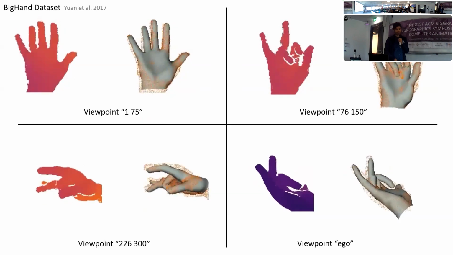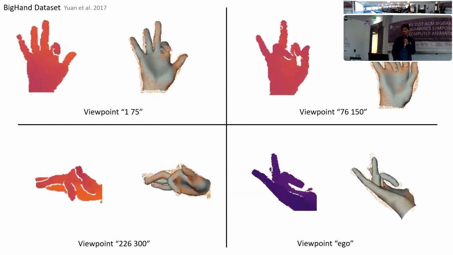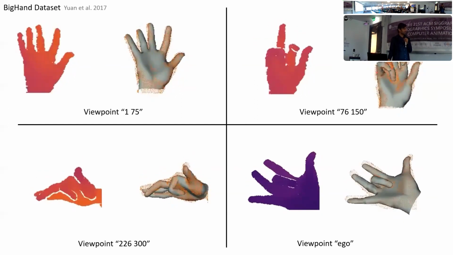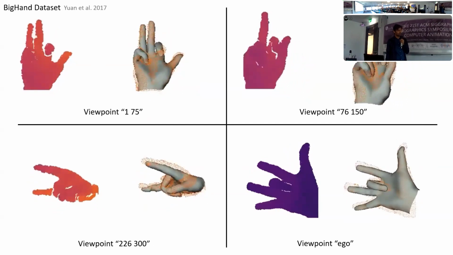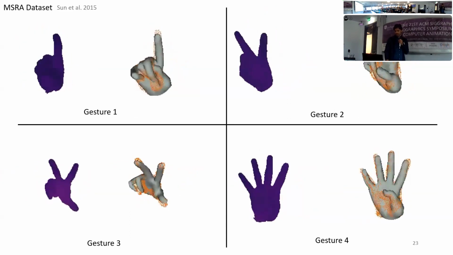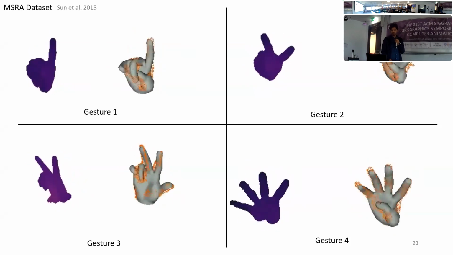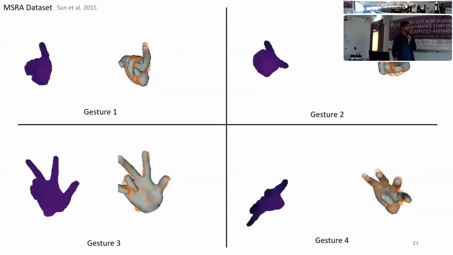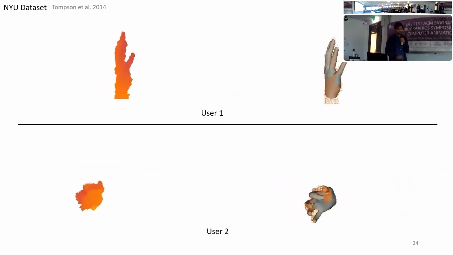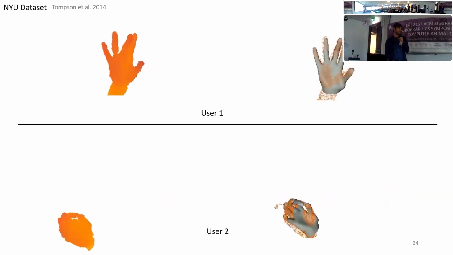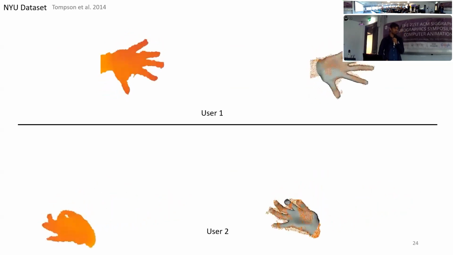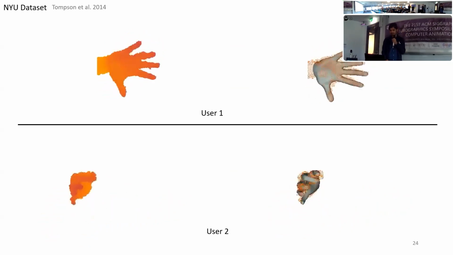We also evaluate our method on the BigHand dataset, which is the largest dataset available from multiple viewpoints. And we can see that our method works. It's robust enough for a variety of viewpoints, even the ego view. Our method is robust enough for complex poses as shown in this MSRA dataset. And our method is also robust to noisy depth data that is acquired from a Kinect camera. In this case, this is the NYU dataset, which was the first annotated hand pose dataset.